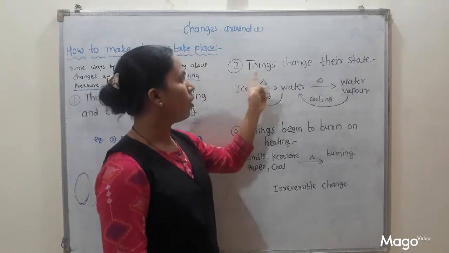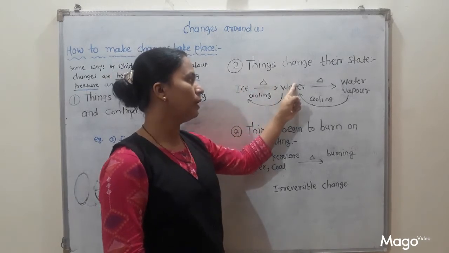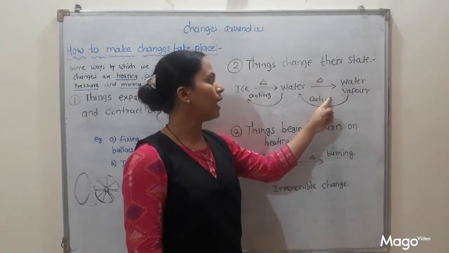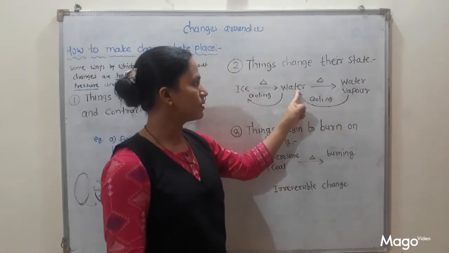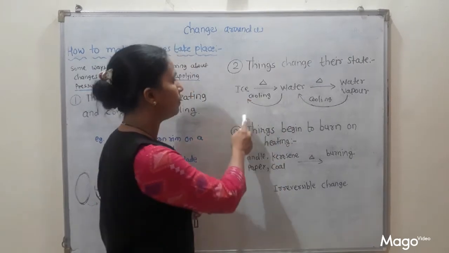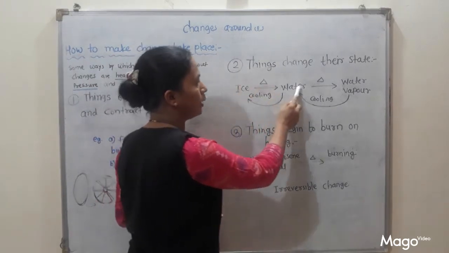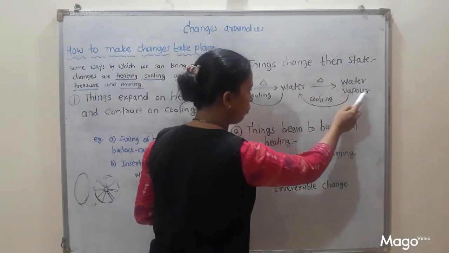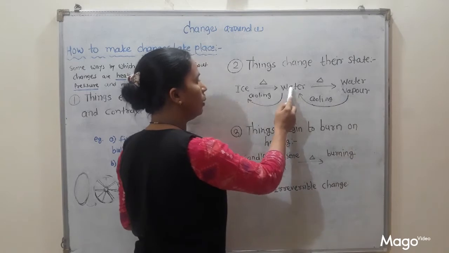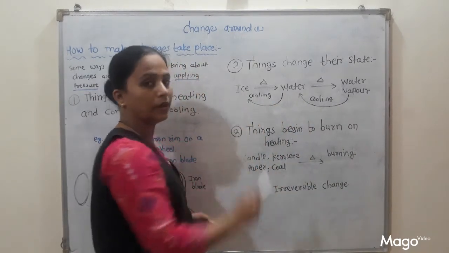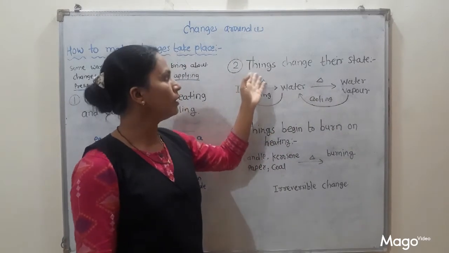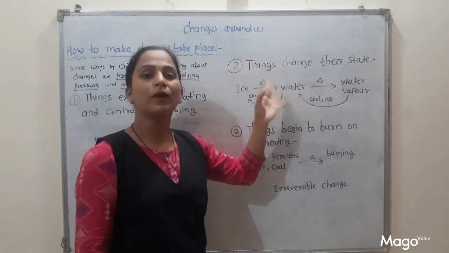What will happen? On heating, solid gets converted into liquid, liquid gets converted into gaseous state. On cooling, what will happen? On cooling, gaseous state gets converted into liquid and liquid gets converted into solid. Here is the example. On heating, ice gets converted into water, water gets converted into water vapor. On cooling, vapor gets converted into water and water gets converted into ice again. So we can change the states of certain things by giving heat or by cooling them.